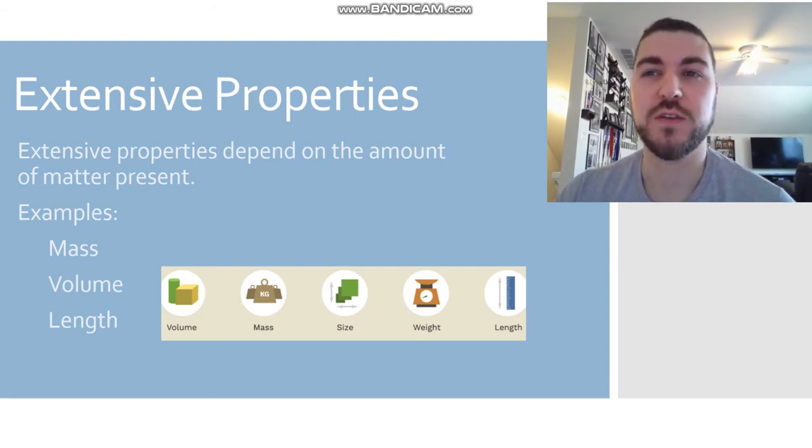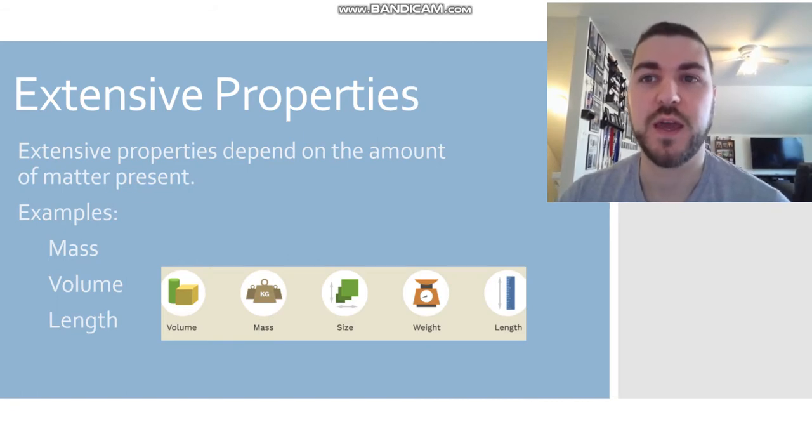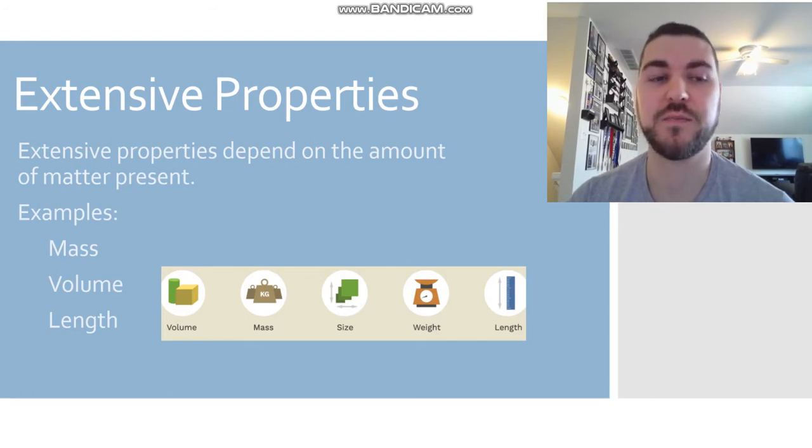So just think of it this way. If you're trying to determine if something's an extensive property or an intensive property, ask yourself, if you were to obtain, let's say, double the amount of the substance you currently have, would it change the property? If the property's value changes, then it's extensive.